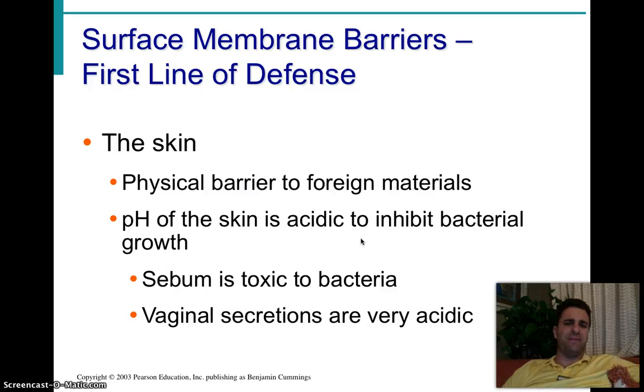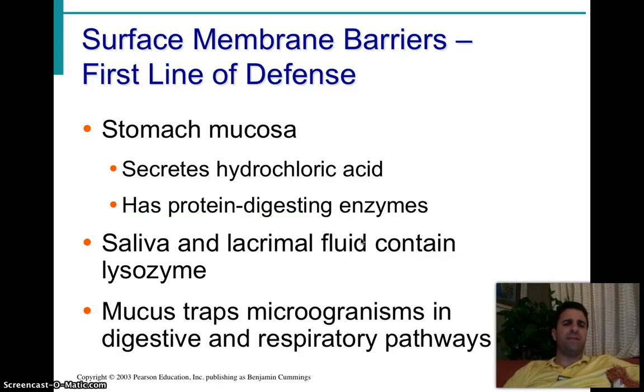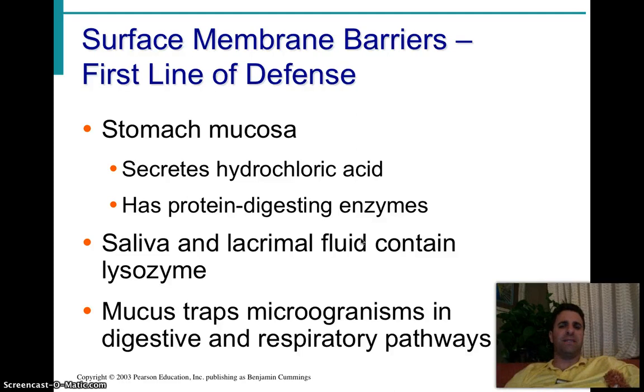Okay, so first line, skin is a physical barrier. The pH of the skin is acidic, so it inhibits growth, even though you have tons and tons of healthy bacteria growing on your skin. Your skin also produces oil. As you know, that oil is called sebum, which we talked about before, which is toxic to bacteria. And then there's also vaginal secretions, which are very, very acidic, I suppose, if you have a vagina. The mucosa of the stomach secretes HCl, hydrochloric acid, and also has protein-digesting enzymes called pepsin, which help to take apart any kind of protein, including that of pathogens.